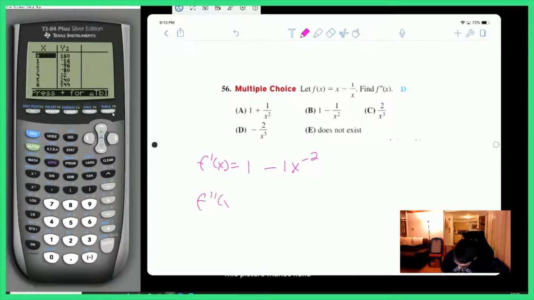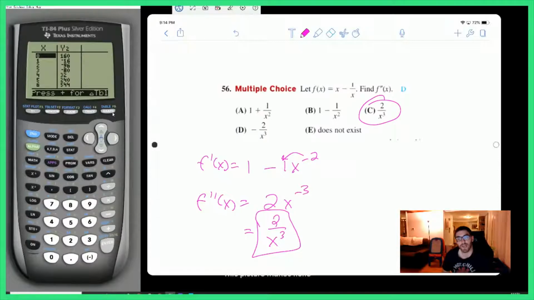The second derivative is equal to: derivative of 1 is 0. Derivative of this, the number comes down. Multiplication yields positive 2 x to the negative 3, which is 2 over x cubed. So just practicing my 2 over x cubed, practicing my negatives there. And that's not the answer they have. They have D as the answer. What happened? Did I lose a negative somewhere?